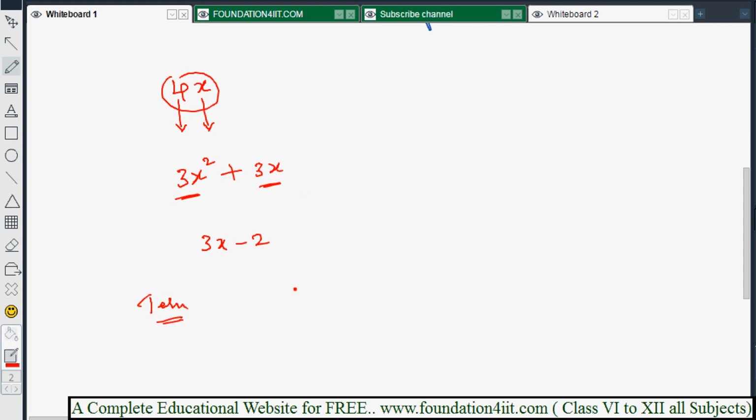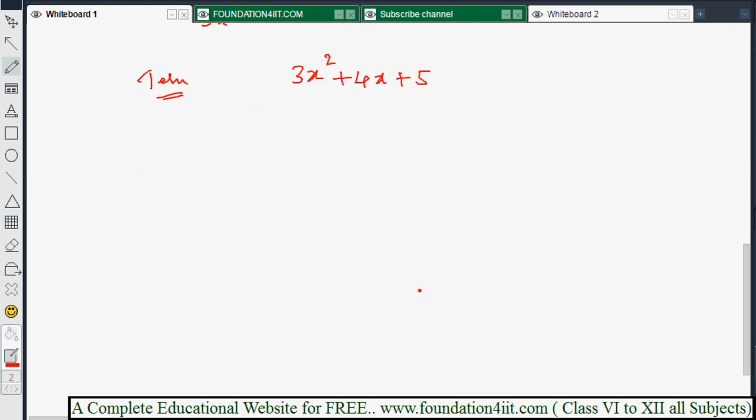Now if I write, for example, an algebraic expression: 3x square plus 4x plus 5 or minus 5. So like this, one example I have taken. Now in this, 3x square is a term, 4x is another term, and 5 is another term. There are three terms in combination. So several parts of an algebraic expression separated by plus or minus sign are called the terms of the expression.